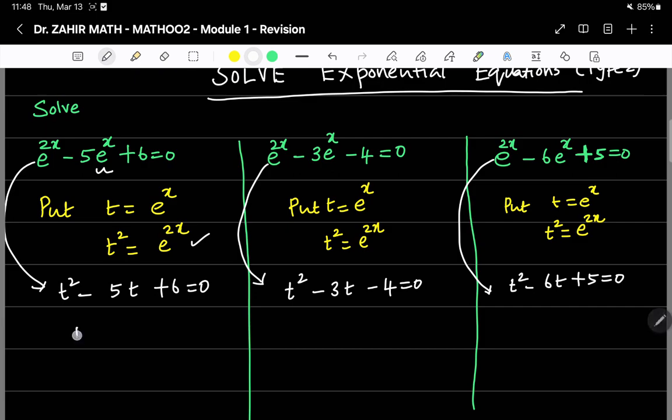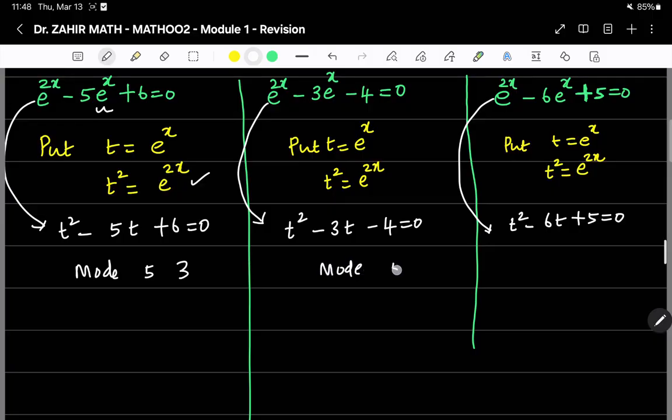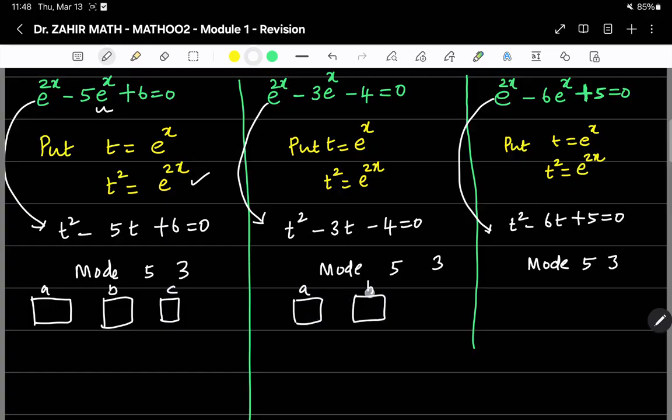Again, go to the calculator, mode 5, 3. You will get A, B, and then C. So what's your A here? A is 1, minus 5, 6. A is 1, minus 3, minus 4. A is 1, minus 6, plus 5.